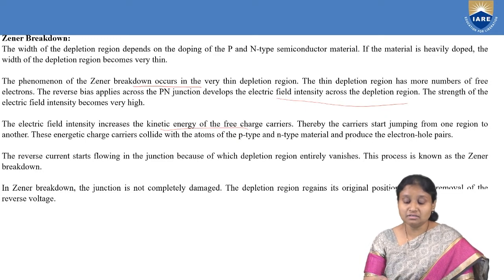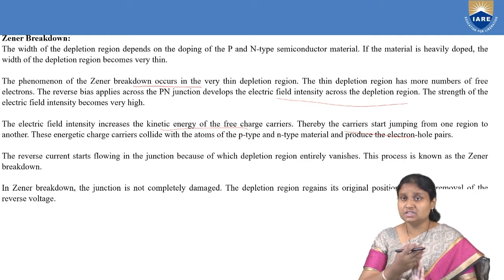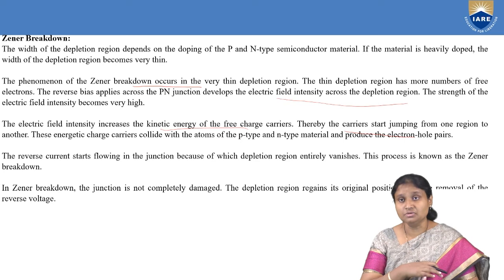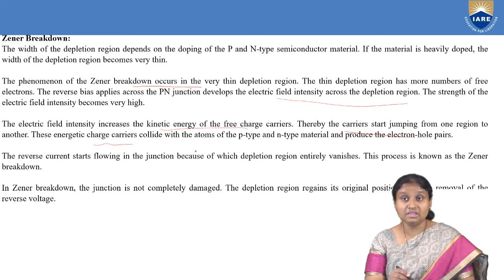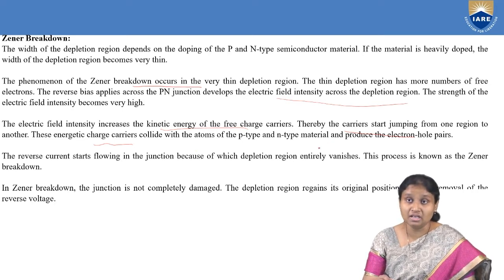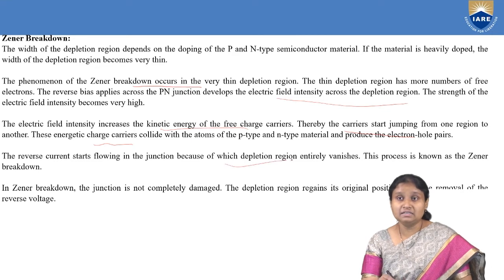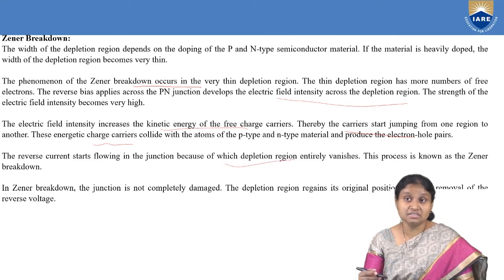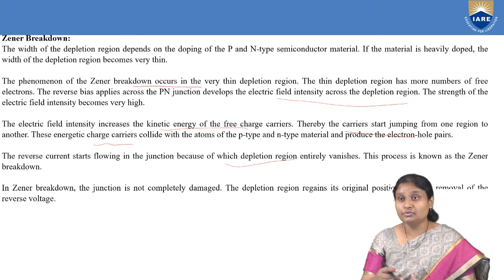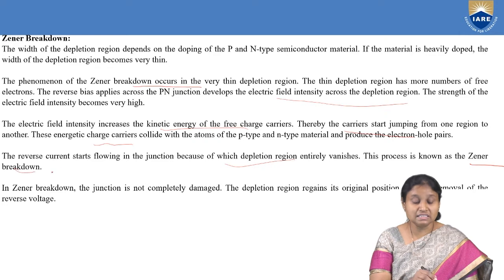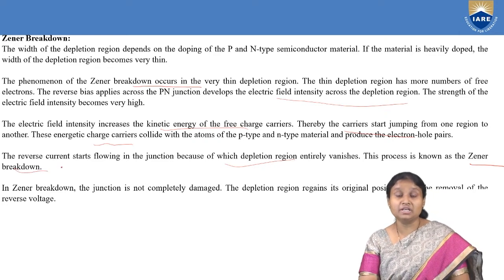Because of this kinetic energy, these carriers start jumping from the valence band to the conduction band, or simply we'll say there is jumping of charge carriers from one region to the other. These energetic charge carriers collide with the atoms of the p-type and n-type material and produce electron-hole pairs. And of course, we know there is one voltage at which the depletion region is completely eliminated and we have a large reverse current flowing, and that particular voltage is called the Zener voltage, or Zener breakdown.